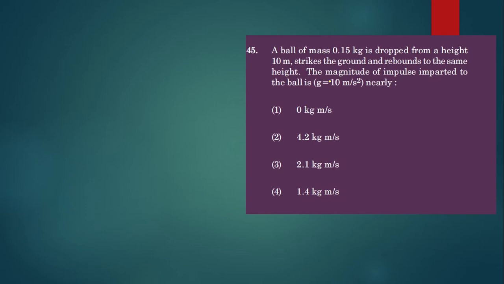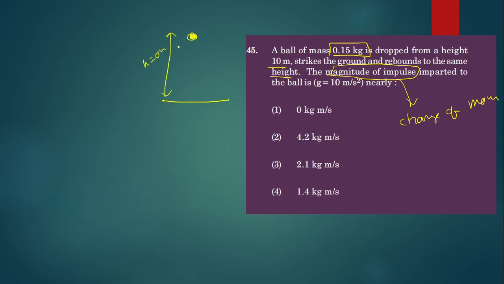Here in this question, a ball whose mass is 0.15 kg is dropped from a height of 10 meters. It strikes the ground and rebounds to the same height, and we are supposed to calculate the magnitude of impulse imparted to the ball. Magnitude of impulse means change of momentum. This ball was initially at this position, so height was equal to 10 meters, and it was dropped, meaning the initial velocity was 0 at this point.